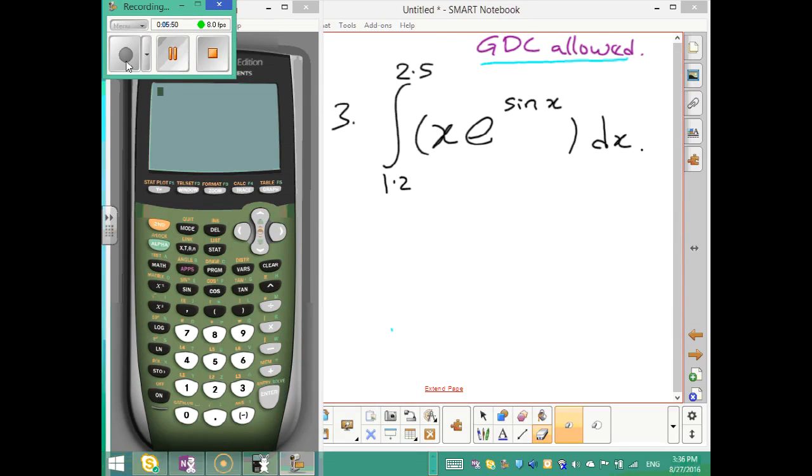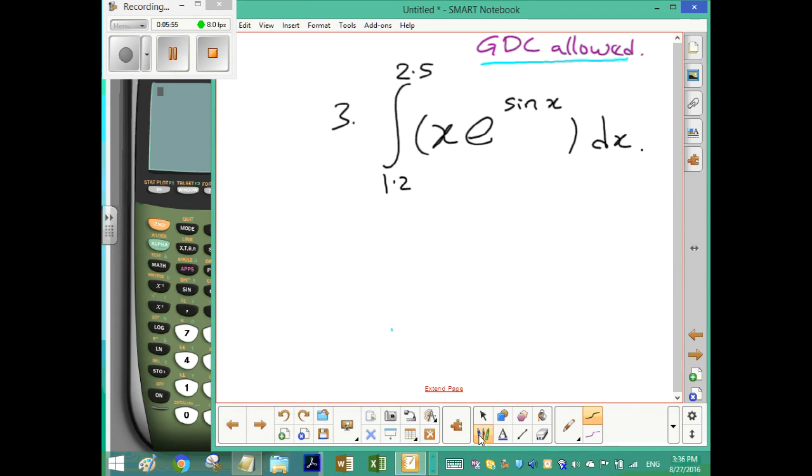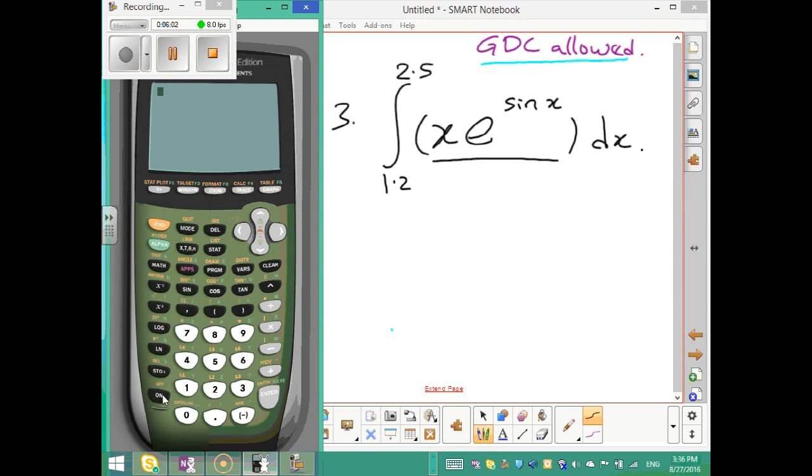Now next, let's consider a question like this, question number 3, and this is GDC allowed. When you're given a question like this, if GDC is allowed, we use our calculator. We switch on the calculator. Now we press the math button, and then we go down until we find 9, fnInt, integrate. In fnInt, we put in the function first. So in this case, it's x, e raised to the power of sine x.